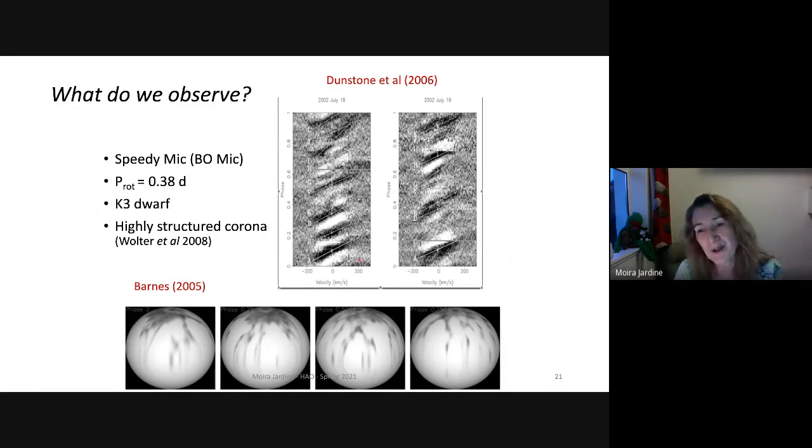And you're seeing here two different observations made one night apart. So this again is velocity, or equally wavelength, and this is rotation phase, or equally time. And these dark features here are the prominences moving through the line profile. The time it takes the prominence to move through the line profile tells you its distance from the rotation axis directly. So we see on Speedy Mick on this night, there were 1, 2, 3, 4, 5, 6, 7, 8, 9, 10 prominences in view.